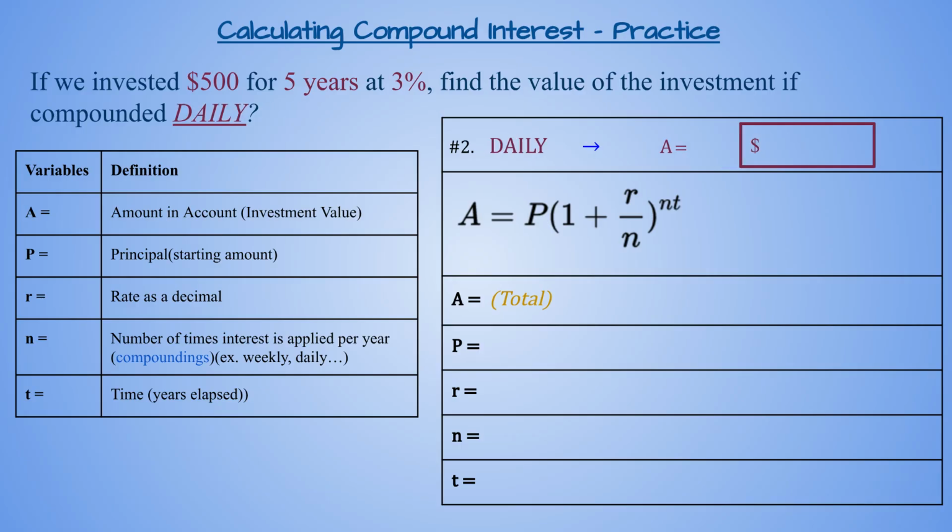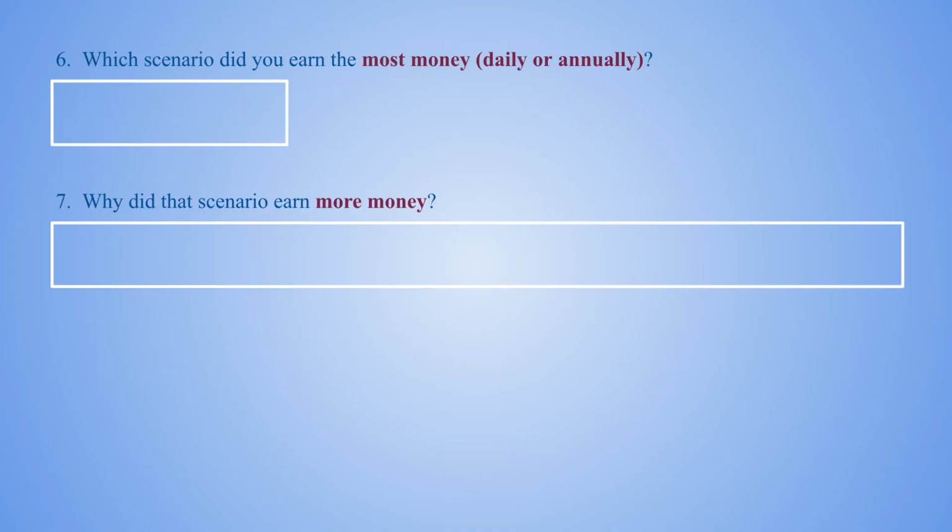For our second practice problem, we will use the same investment of $500 for 5 years at 3%. This time, find the value if the investment is compounded daily. Remember that compounding daily means N will be much larger than annually. Compare the results from the daily and annual compounding scenarios. Which one earned the most money? Reflect on why that specific scenario resulted in higher earnings.